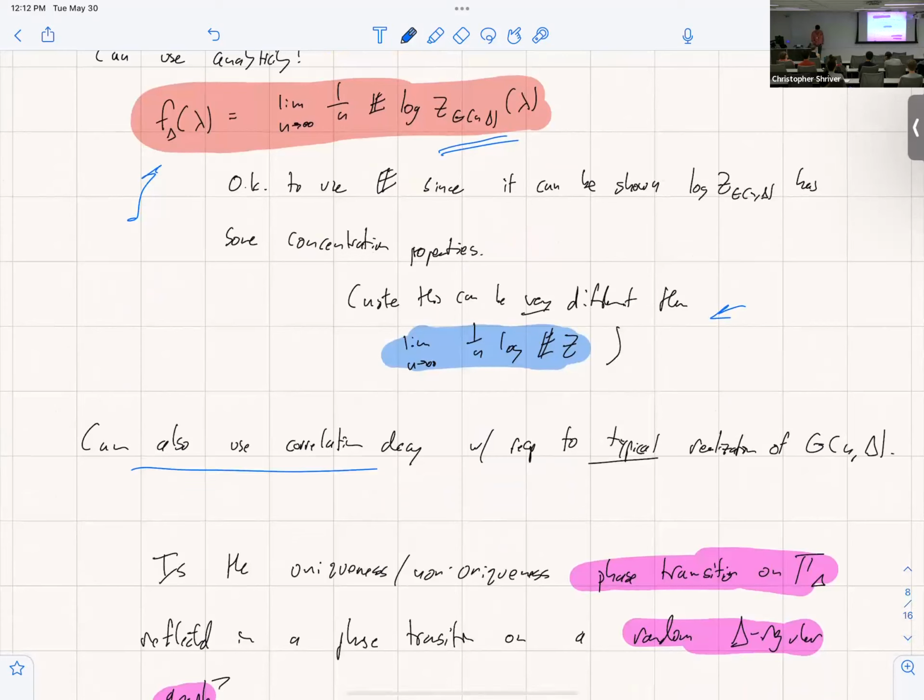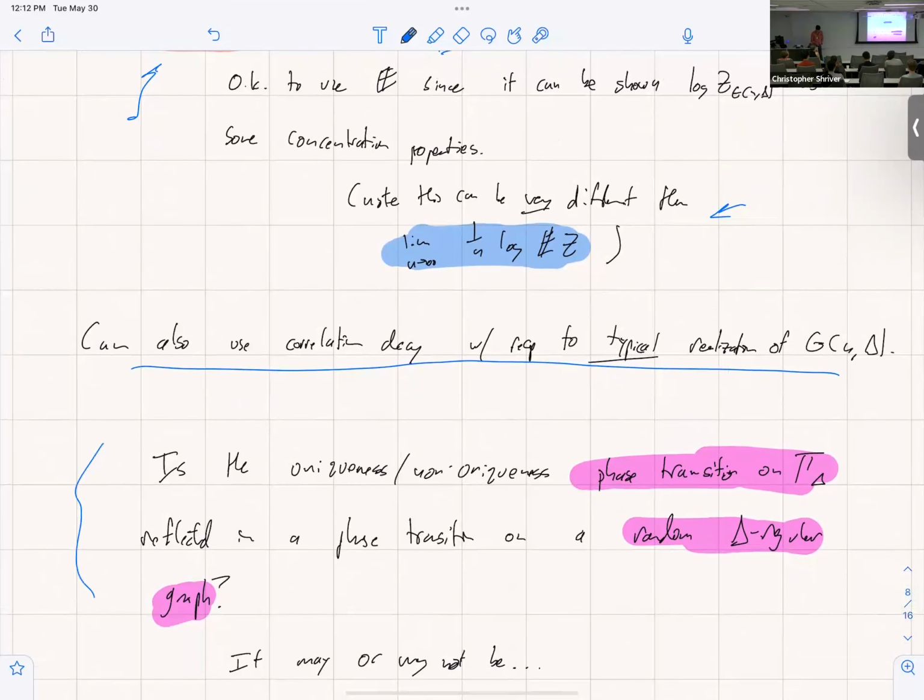And then you can also ask about correlation decay on a typical realization of the random graph. So if you pick a random graph, then you can say, well, with high probability over the choice of that graph, do I have nice correlation decay properties? And that would be another definition.